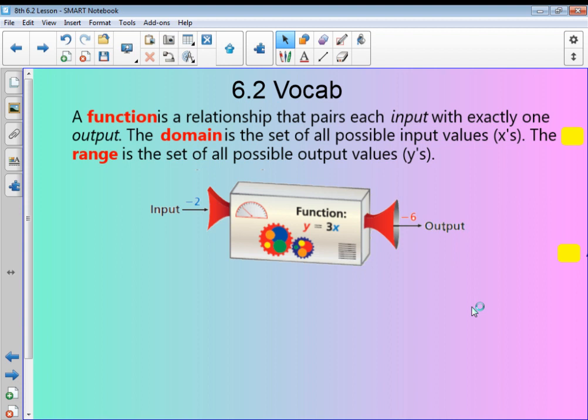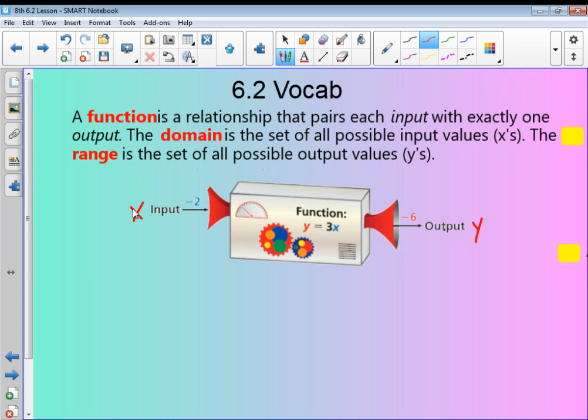Okay, we're going to just start out with a little bit of vocabulary over function. So first of all, a function is a relationship that pairs an input with exactly one output. So it's very important that you understand an input versus an output. So inputs would be x's. So inputs are your x's, and outputs would be your y's.